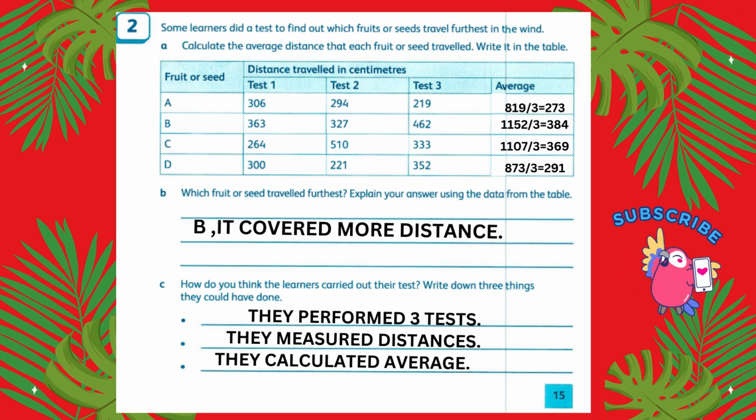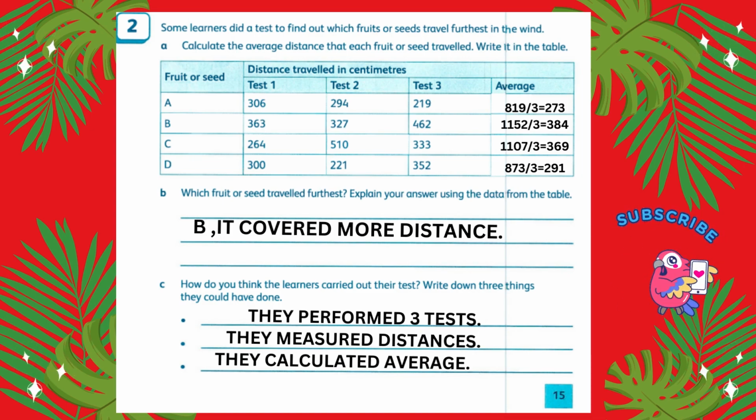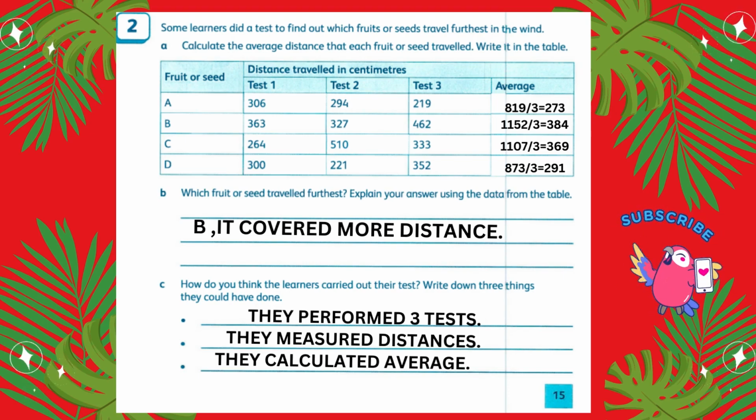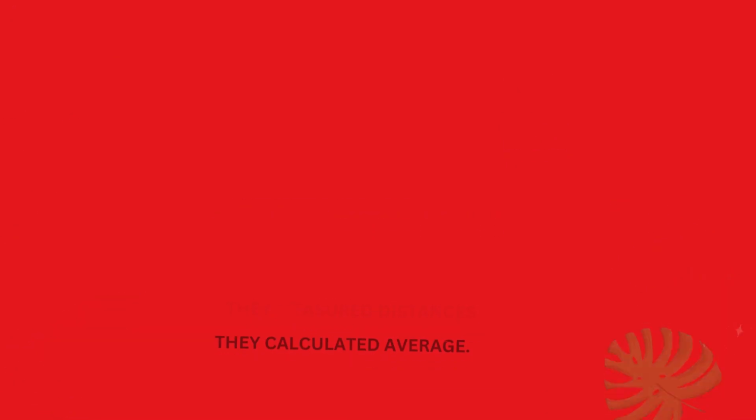Now, according to the results, you can find the answer to B. Which fruit or seed travels furthest? Explain your answer using the data from the table. So you can see 384 is the highest distance, covered by B. Now see, how do you think the learners carried out their test? Write down three things. They have performed these tests, they have measured distances, and they have calculated the average.